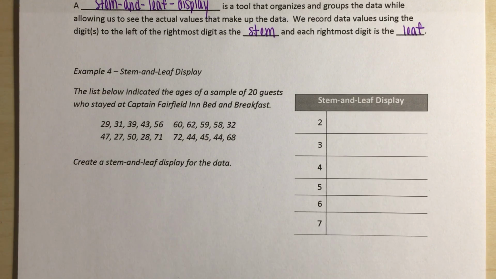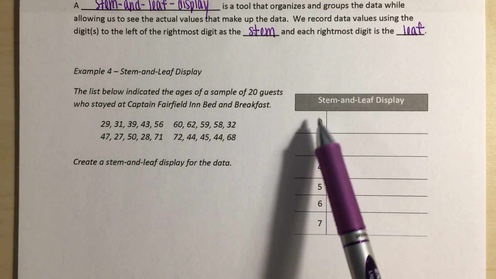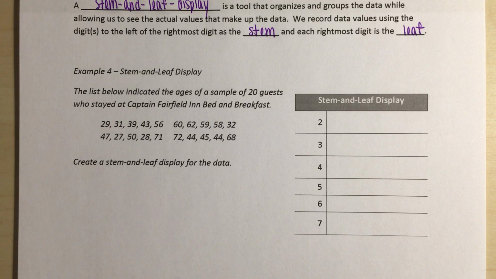Let's say we went from 20s to 150s. Then we'd have 2 through 15. So it is possible to have more than one digit in our stem column here, depending on how big our numbers are. Right, so the list below indicates the ages of a sample of 20 guests who stayed at the Captain Fairfield Inn bed and breakfast.